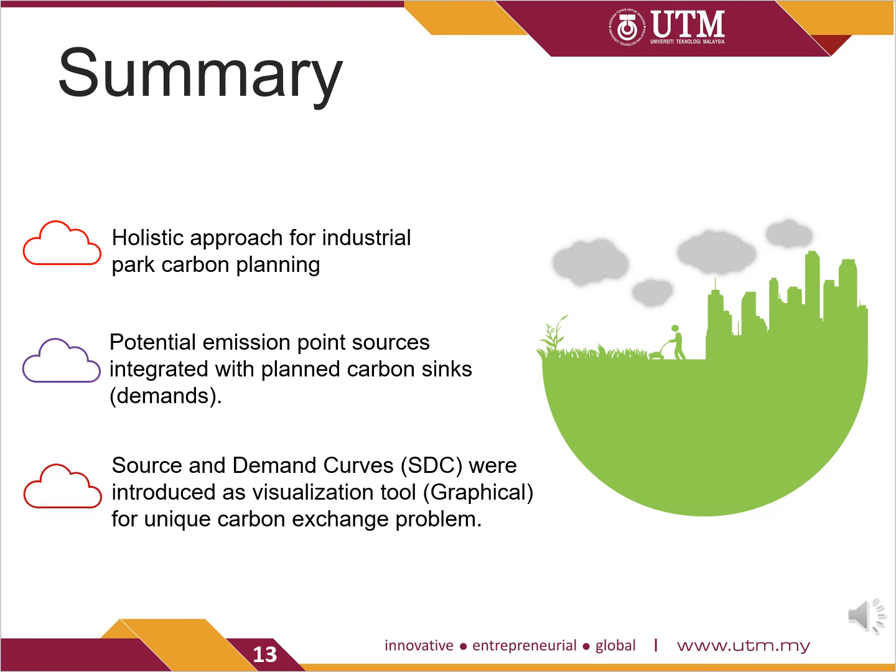So, I would like to recap and make a quick conclusion for part 1. In summary, a holistic approach is implemented in industrial carbon planning, known as holistic waste to resources. Any potential emission point sources are integrated with planned carbon sinks or carbon demand. In part 1, we were introduced to the source and demand curve as a visualization tool or graphical method for the carbon exchange problem. I think that's all for part 1, but further detail on the source extraction example, demand planning and also graph plotting will be continued in video part 2, which will cover a case study for the petroleum refinery area.